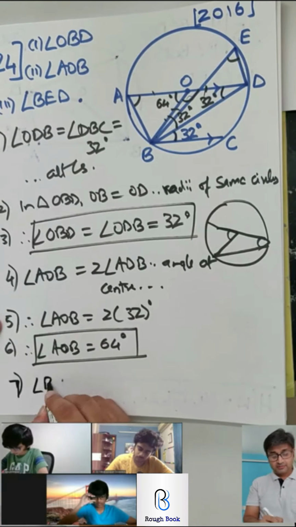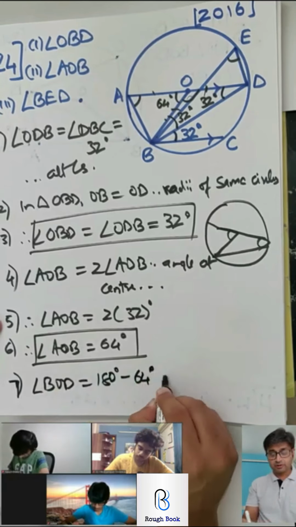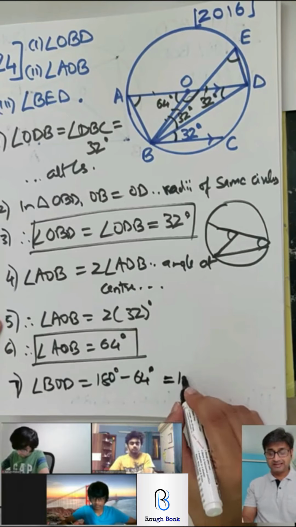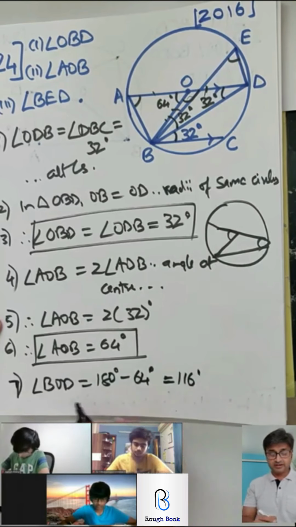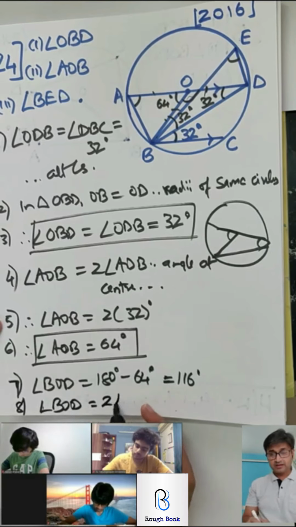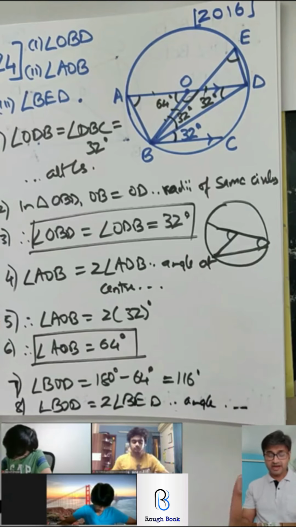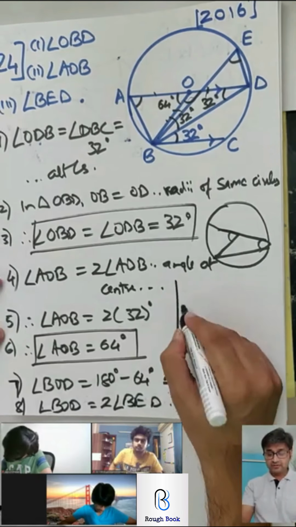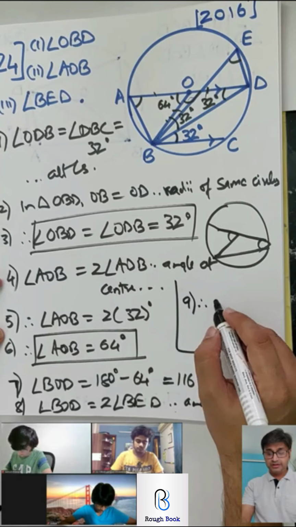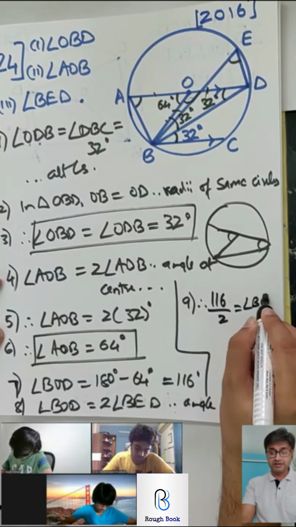So let's do it. Angle BOD is 180 minus 64. So that should be 116, is it? 60, 70, 80. Yeah, 116. And therefore BOD is double of BED. Again, angle at the center is double the angle on the circumference. And therefore, step 9, BOD, we already got as 116, divided by 2 is BED.